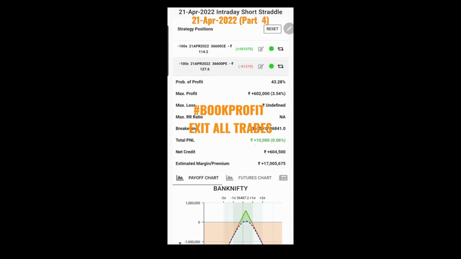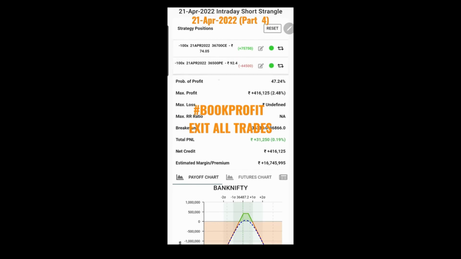So we are making a profit of 10,000 at 0.06%, and we are exiting the trade in short Straddle. In short Strangle, we are looking at a profit of 31,250 and we are exiting the trade of short Strangle. We are exiting all our trades and booking profit.